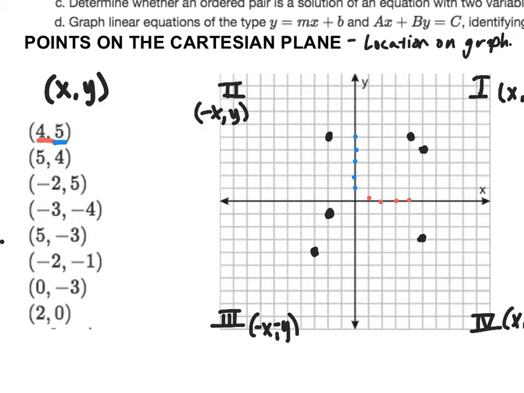Okay, if I were to plot the point, say (0, -3), what I would do is start at 0, and I don't go anywhere because my x value is 0. I don't go to the right and I don't go to the left. I would just go down 3 units and plot my point. If I had the point (2, 0), then I would move 2 units to the right on my x-axis, and I wouldn't go anywhere on my y-axis because my y value is 0.